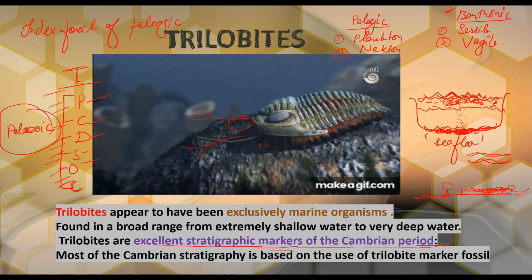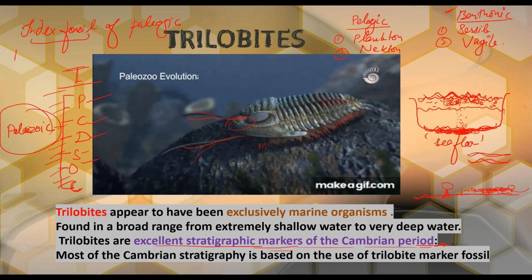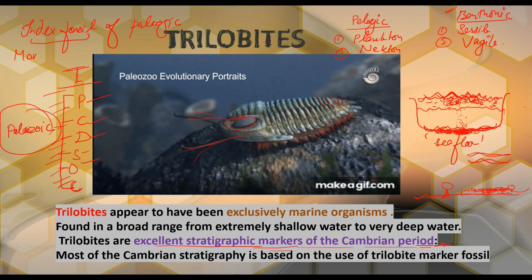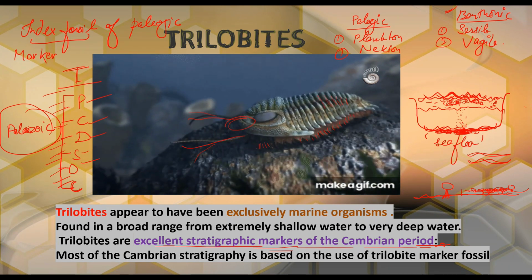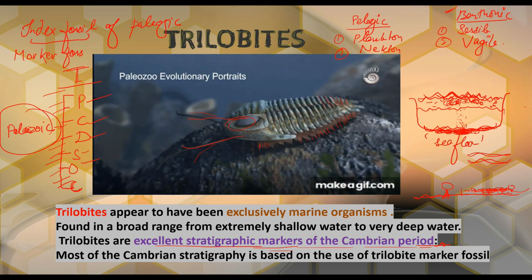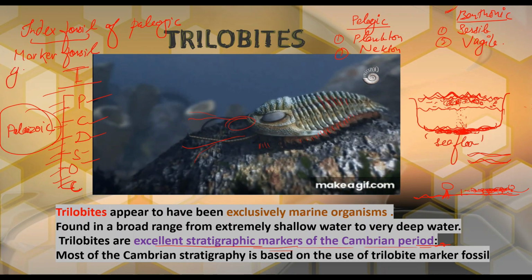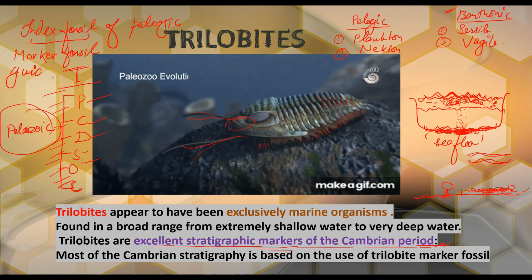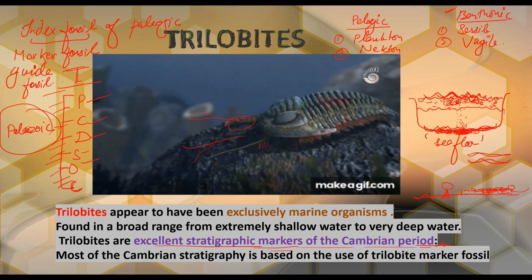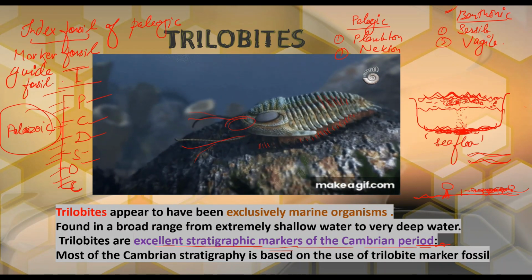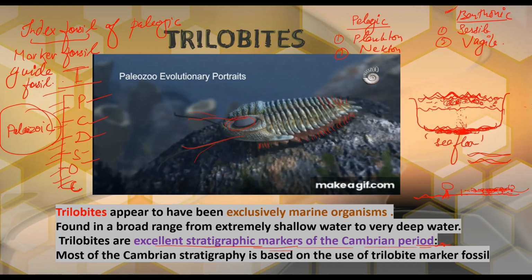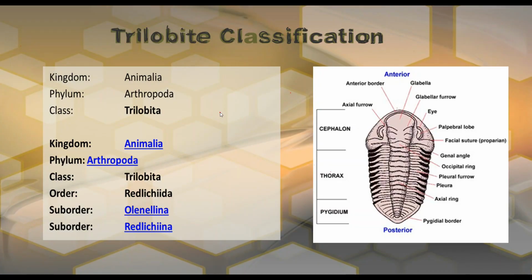And guys, an index fossil is also known as a marker fossil and a guide fossil. We call it a guide fossil because it is an excellent stratigraphic marker, right? That's why this is very much used. So guys, let's talk about the trilobita classification.